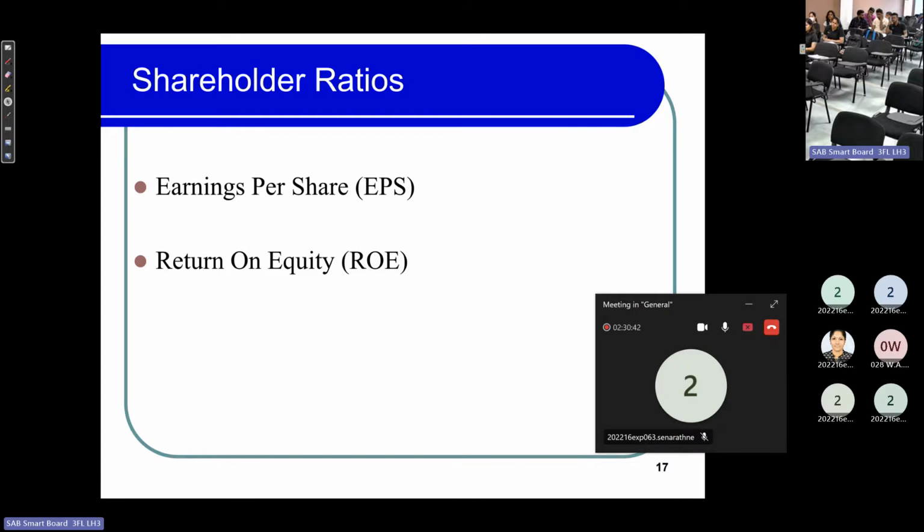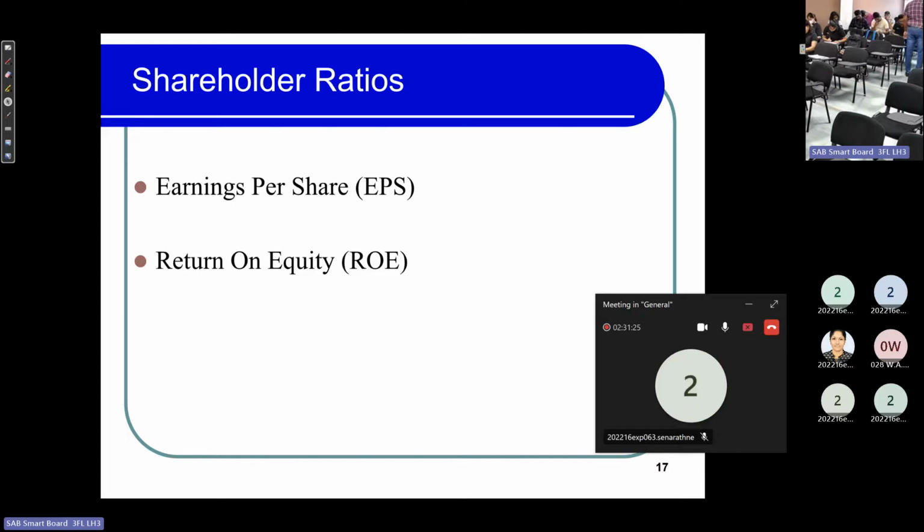Okay, then as I mentioned earlier, return on equity also can be mentioned under shareholders ratio, profitability. Return on equity, ROE. How to calculate it? Profit attributable to ordinary shareholders divided by equity, multiplied by 100. Better to increase.